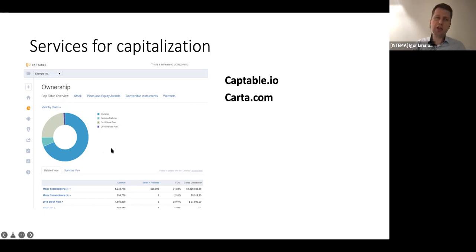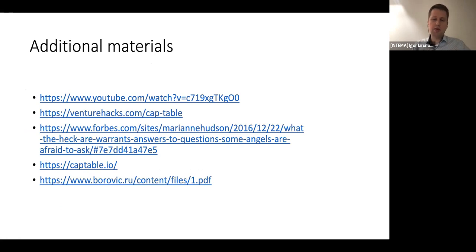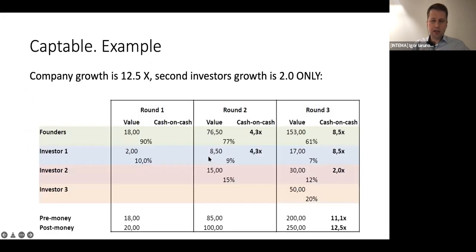Was it evaluation? Was it a pre-money, post-money? How did they calculate the percentage? Was it a multiplying percentage? Was it a simple percentage? I don't know. Excel is better, but you can always use the services. And also there are additional materials. You can also take them from the presentation.